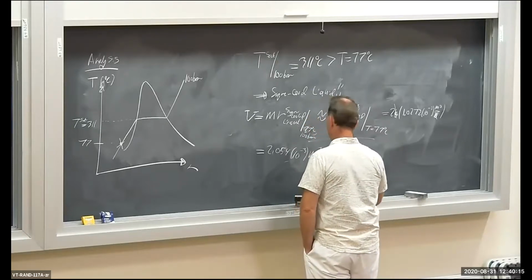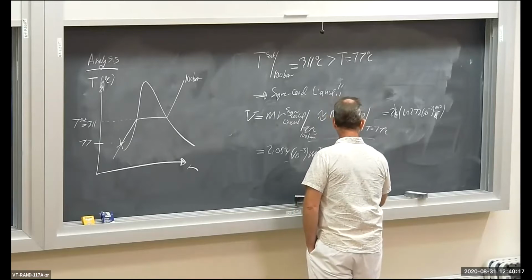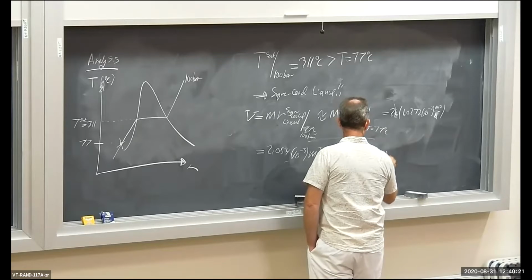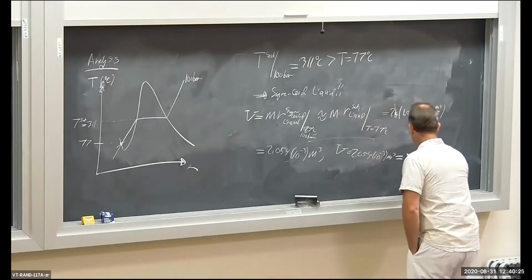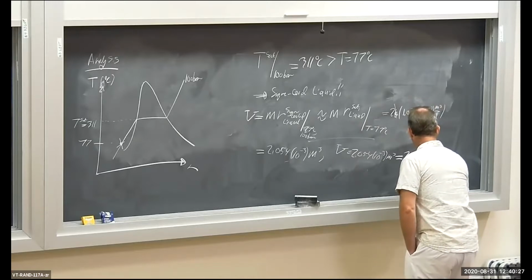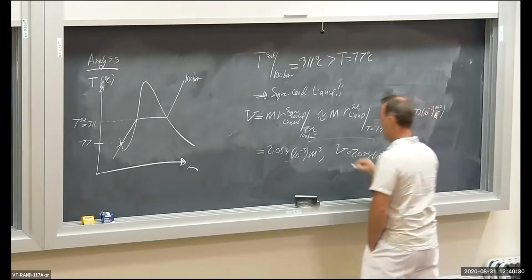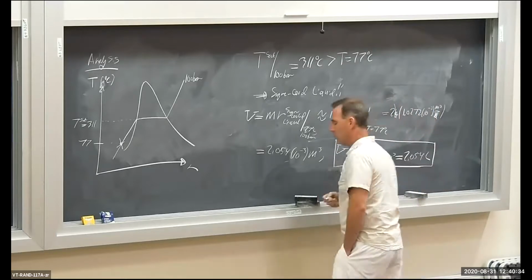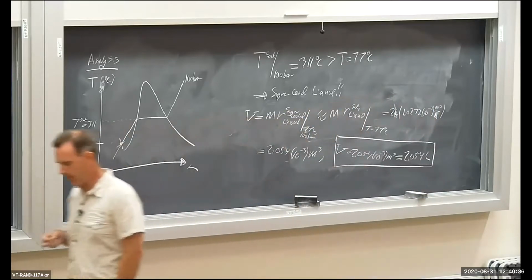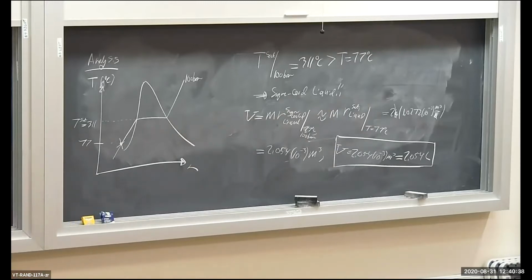So volume, 2.054, 10 to the minus 3 cubic meters, or if you like, 2.054 liters. And there's about 4.25 liters in a gallon. So that's about half a gallon or so.